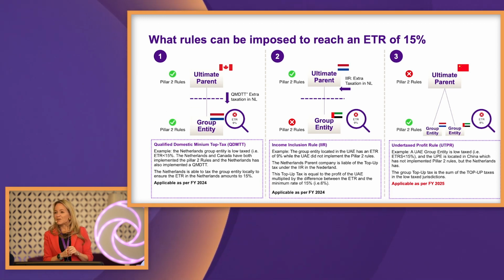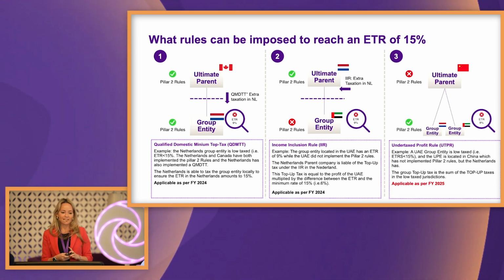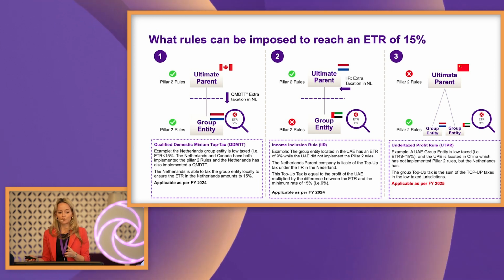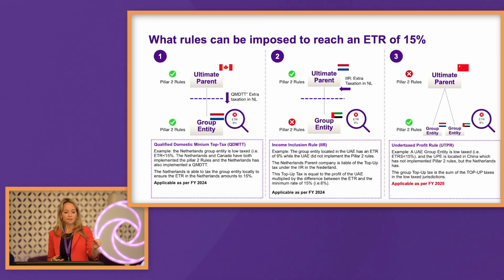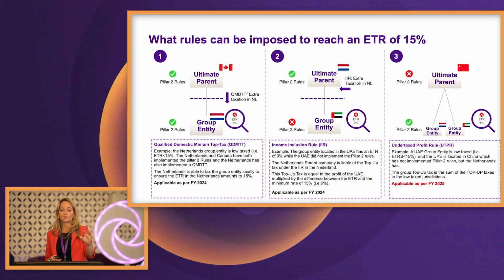I understand it's rather technical, but I hope to have explained a little bit how these three rules work out. So again, the country itself, the QDMTT, the parent company, or another group company.